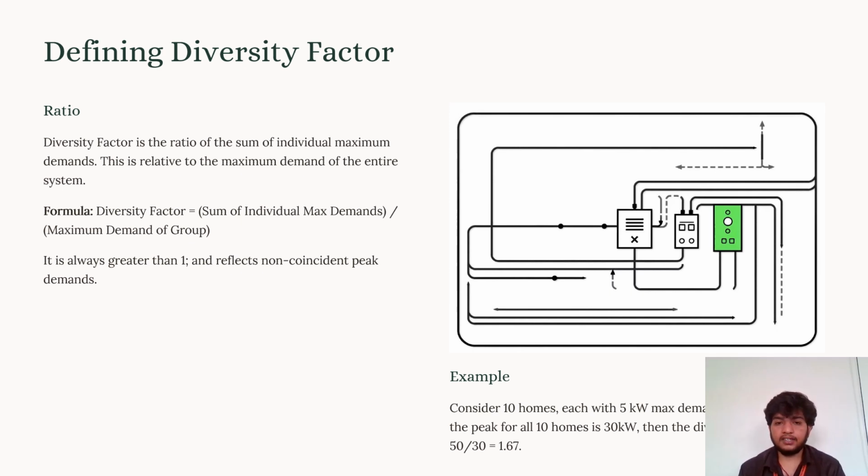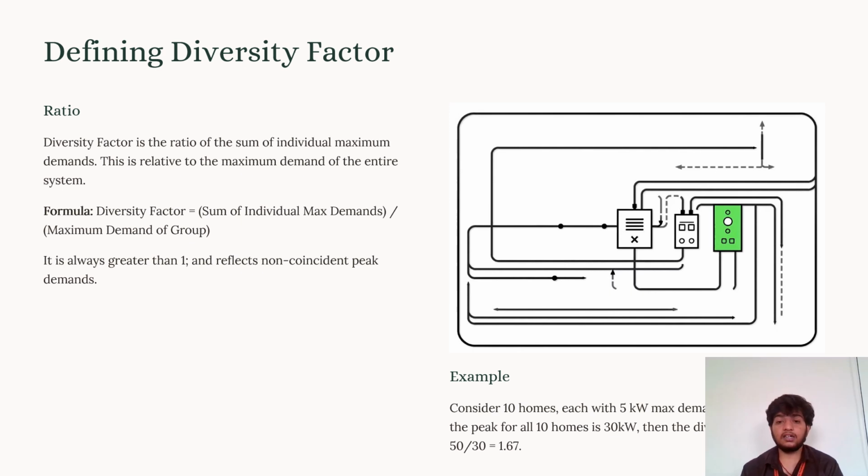In the right side diagram, we can see an example. Consider 10 homes, each with 5 kilowatts maximum demand, totaling 50 kilowatts. The peak for all 10 homes together is 30 kilowatts. Then the diversity factor will be calculated.